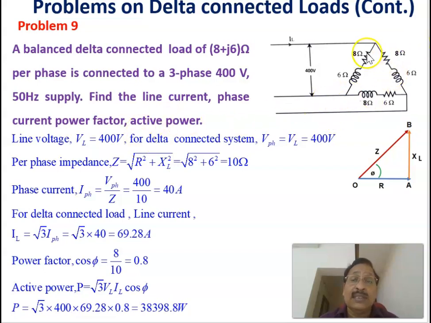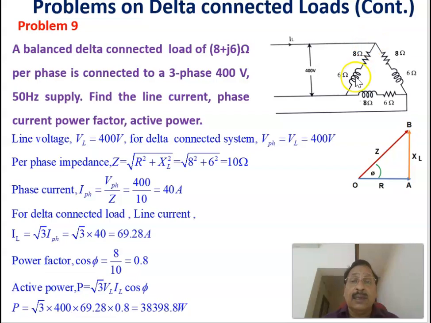Let us see first, to find the phase current, you have to calculate the impedance. Impedance is given by root of R square plus XL square, root of 8 square plus 6 square, which is equal to 10 ohm, the impedance per phase. The voltage per phase is the same as the line voltage, 400. Therefore, the current per phase is 400 divided by the impedance per phase, 400 divided by 10, which is equal to 40 amperes.